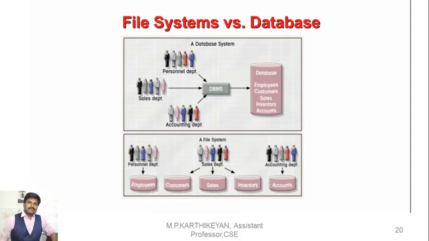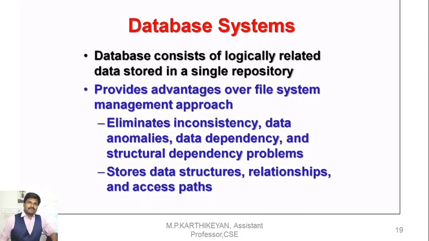a single DBMS, and that DBMS has access to all the data which is available: database, employee, customer, sales, inventory, accounts, everything combined together. So the advantage in this one is that we are not dependent upon other components. If data is required, the analysis is obtained with utmost care and with the help of all the resources available. Okay. So that is the difference between a file system and a database system.